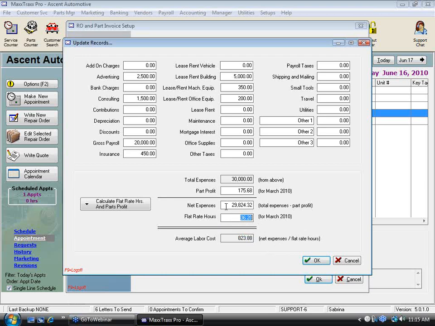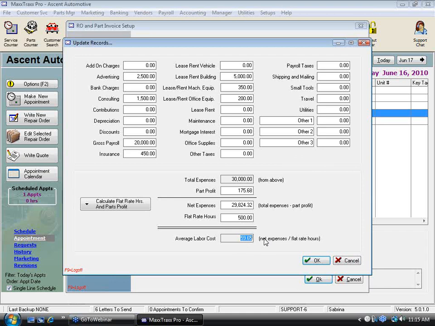So let's say, for example, these are all of my expenses. And look at this, this is interesting. Let me change this around. Sorry, guys, let me manually put in flat rate hours. Let's see if this will work. Let's say we billed 500 hours maybe in a month. Okay, that's a little more realistic. And this would be my average labor cost.